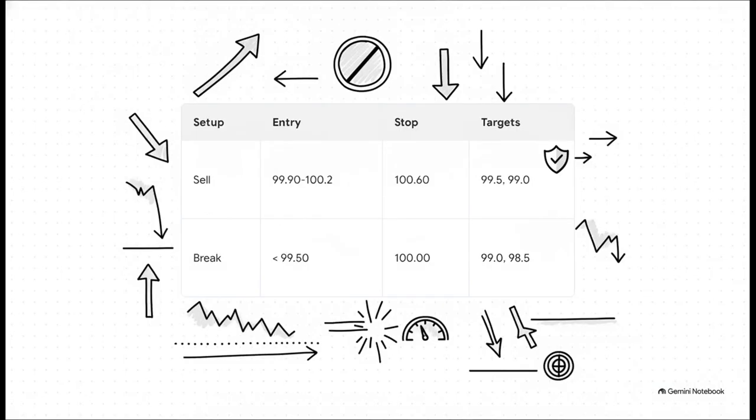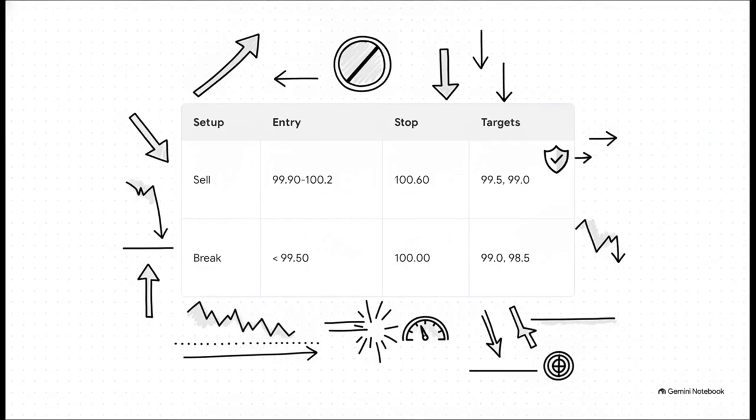Now, what's really fascinating about these setups is how the DXY sell setups align perfectly with our primary bearish macro thesis. If the dollar rallies to the 99.90 to 100.20 zone and rejects, bam, that's a sell trigger. Stop loss at 100.60, targeting those supports below.